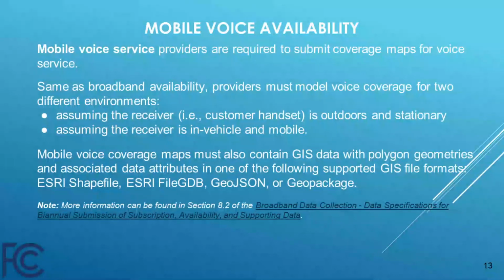Mobile voice service providers are required to submit coverage maps for voice service. As with broadband availability maps, providers must model voice coverage for two different environments. One assuming the receiver, i.e. the customer handset, is outdoors and stationary, and another assuming the receiver is in-vehicle and mobile. Coverage modeled for an in-vehicle mobile environment should be entirely contained within the coverage modeled for an outdoor stationary environment. And thus the coverage polygon should indicate either where the model predicts coverage only for an outdoor stationary environment, or where the model predicts coverage for both an outdoor stationary and in-vehicle mobile environment.